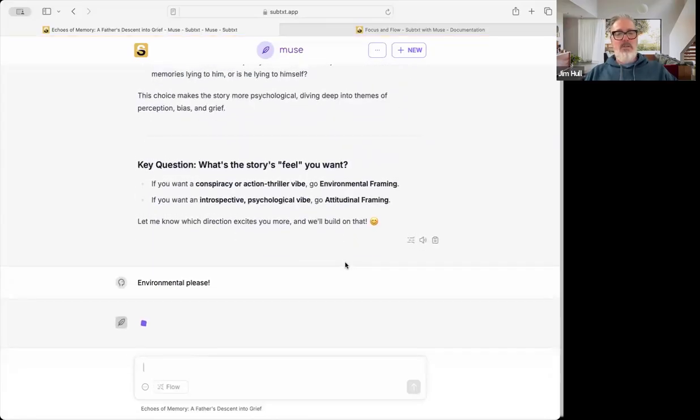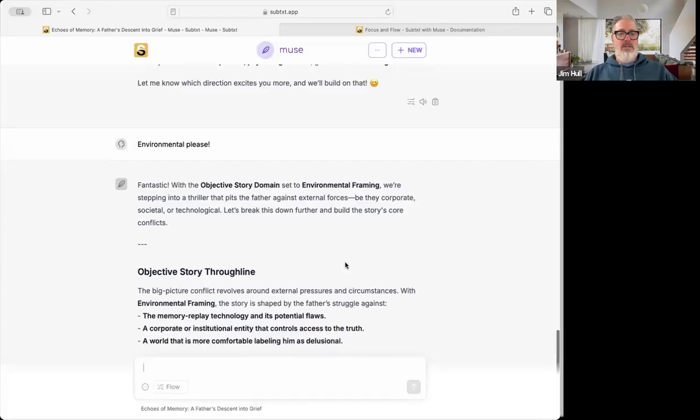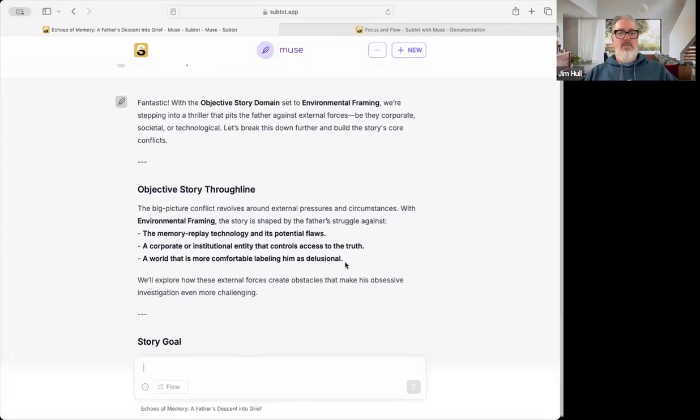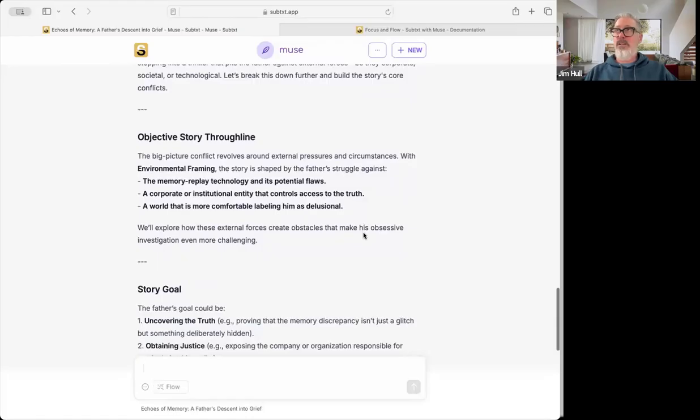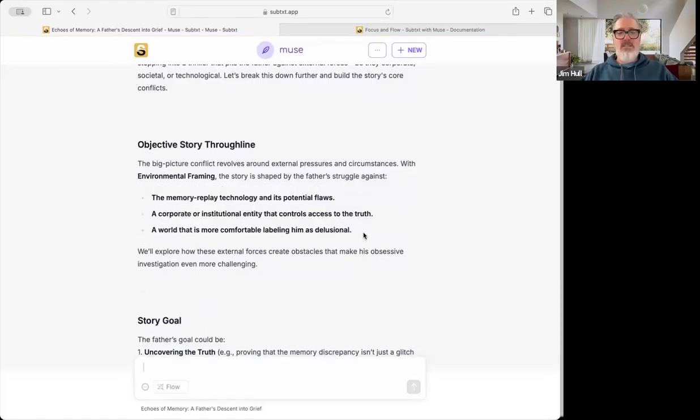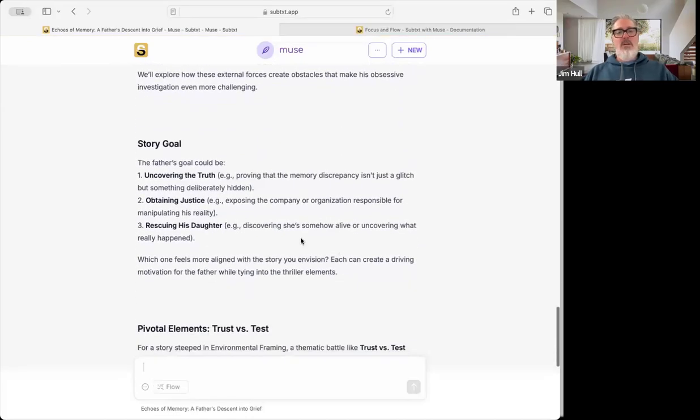All right, so now that it has that, the memory replay technology, like corporate surveillance, that kind of stuff. All right, this will be the fun part. So the story goal could be uncovering the truth, obtaining justice, or rescuing his daughter.